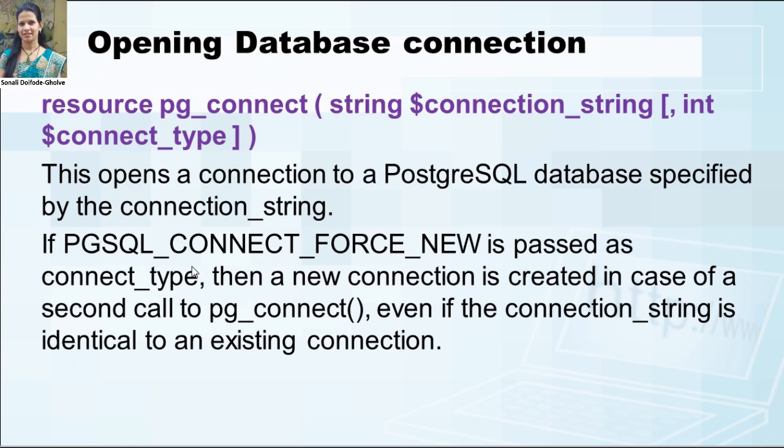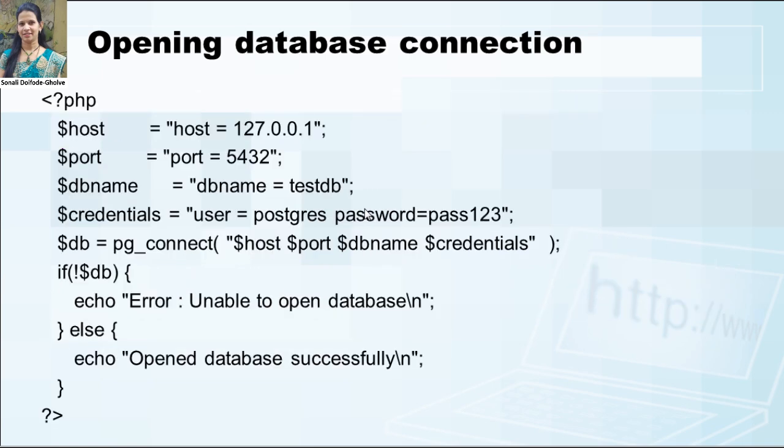See, when you are passing this second optional parameter, a new connection is created in case of a second call to the pg_connect function, even if the connection string is identical to an existing connection. This is your connection string and this is your optional parameter. If you are passing the optional parameter, then a new connection is created. This is the syntax of opening a database connection.